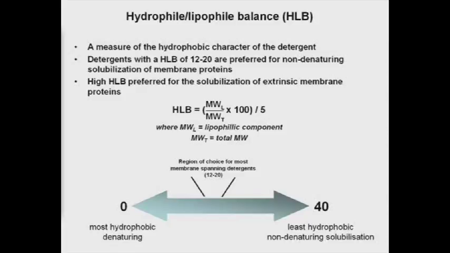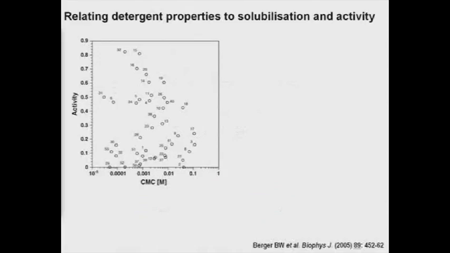This normally ranges from 0 to 20, although for some detergents the HLB value can be cited as being as high as 40. And the region of choice for most detergents working with membrane-spanning proteins is somewhere in the range of 12 to 20. For transmembrane proteins, usually something like 12 to 15 is a good HLB value for extracting the protein efficiently out of membranes and also retaining its function and its stability. Closer to numbers like 20 and 25 are the sort of detergents we tend to want to work with for looking at extrinsically bound proteins, proteins that aren't transmembrane proteins.